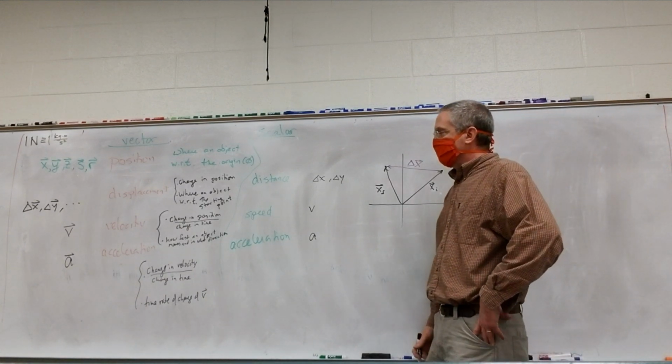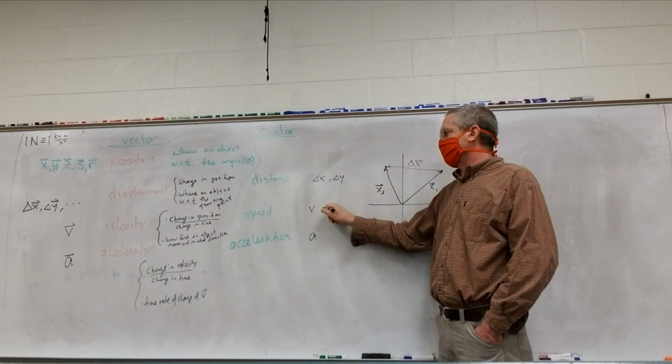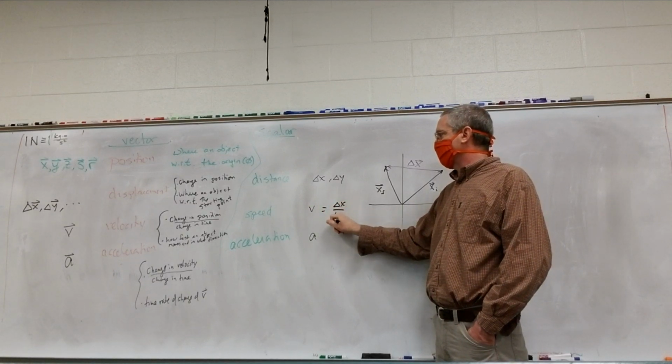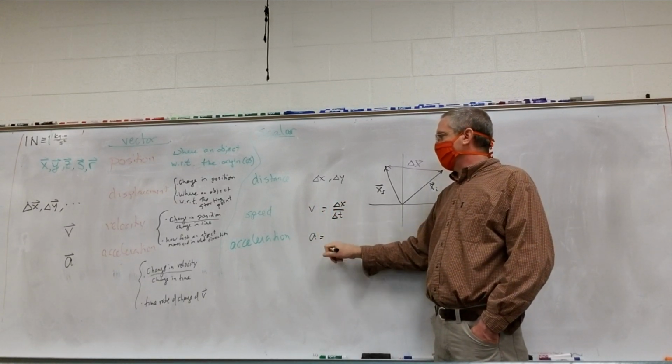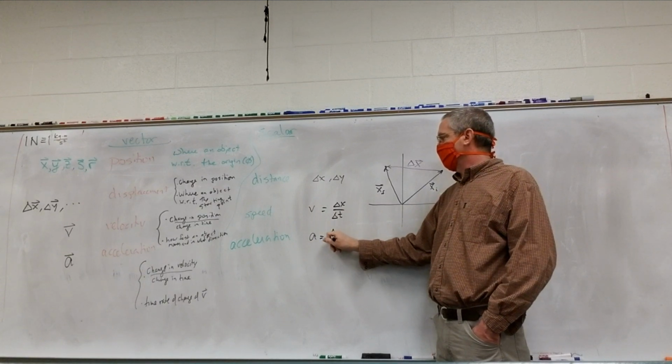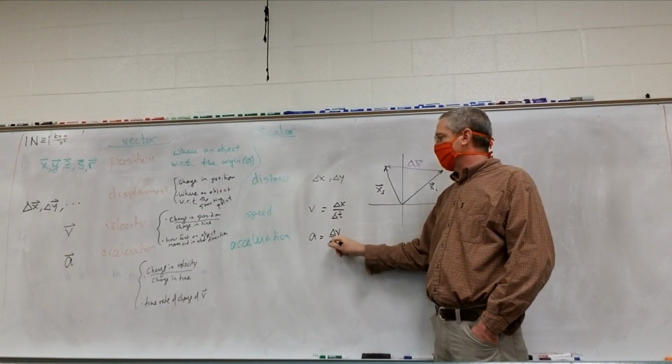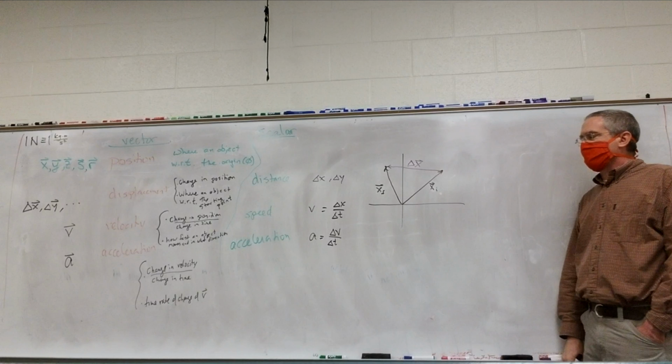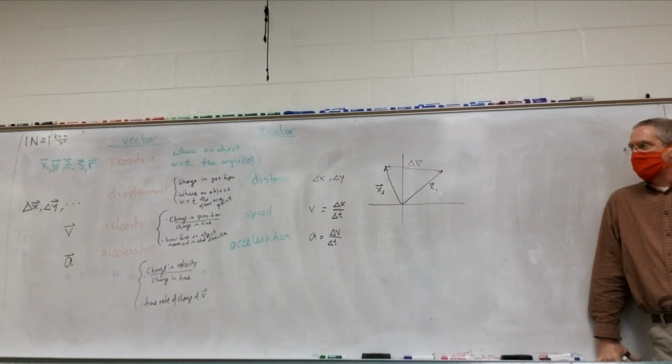Speed is change in distance over change in time, or distance over time, sorry. It's distance over time. Acceleration, scalar acceleration, is change in speed over change in time. So let's illustrate some of the differences between them.